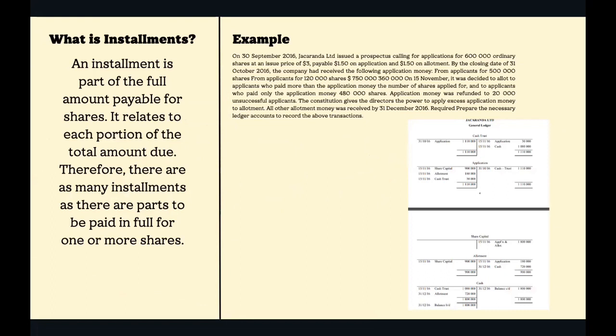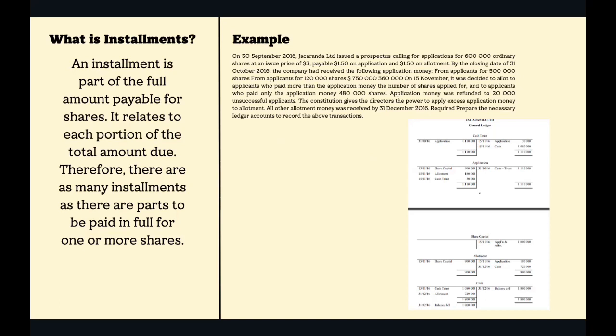On 30 September 2016, Jacaranda issued a prospectus calling for applications for 600,000 ordinary shares at an issue price of $3, payable $1.50 on application and $1.50 on allotment. By the closing date of 31 October 2016, the company had received the following application money: from applicants for 500,000 shares, from applicants for 120,000 shares, $750,000, 360,000 on 15 November. It was decided to allot to applicants who paid more than the application money the number of shares applied for, and to applicants who paid only the application money 480,000 shares.